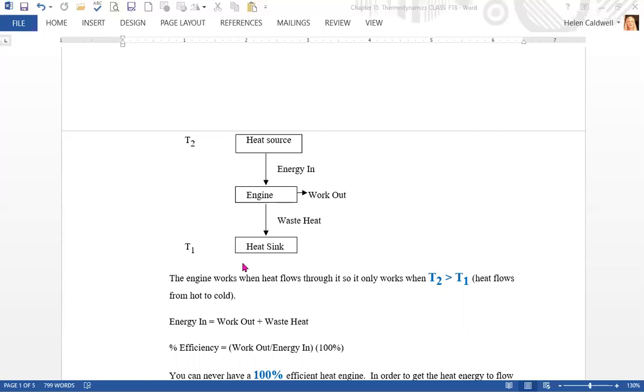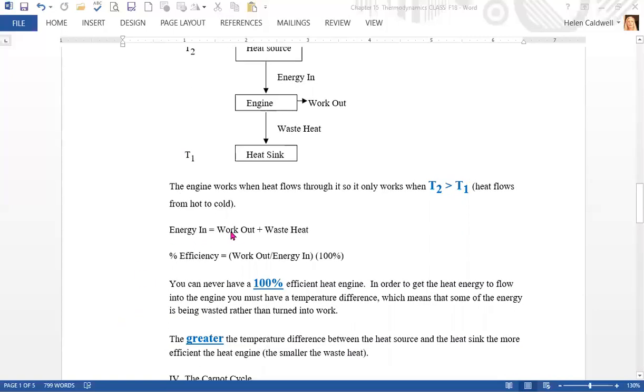Notice that the heat source and the heat sink are at different temperatures. The heat source is at a high temperature, T2. The heat sink is at a much lower temperature, T1. We need those differences in temperature to have heat energy flow from the heat source into the engine and then out to the heat sink. If you didn't have them at different temperatures, your heat engine would overheat because there'd be no way to remove the extra heat energy, and the heat source and the engine would achieve the same temperature, and that would be very bad. So the engine works when heat flows from hot to cold, so T2 has to be greater than T1.